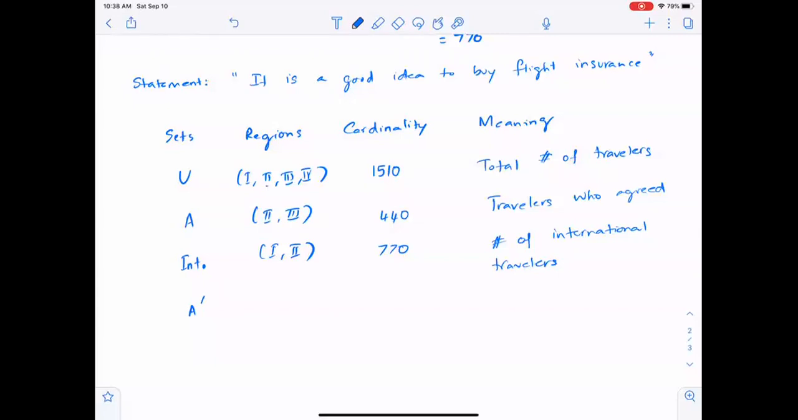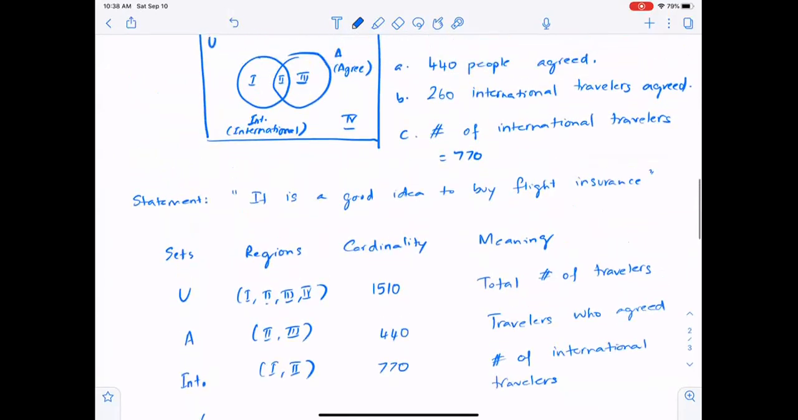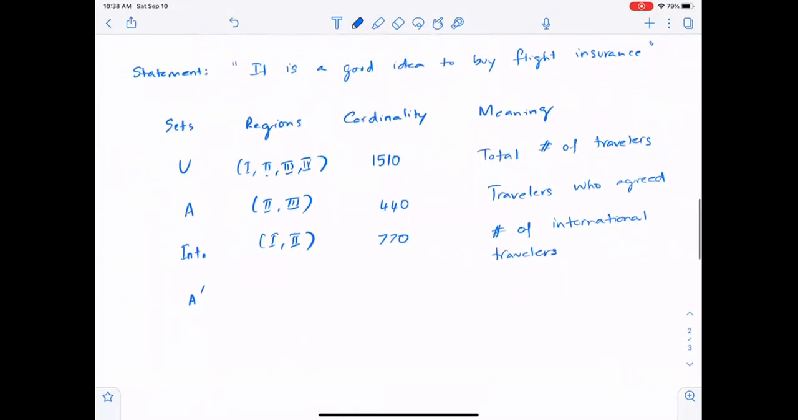Okay, so we have the set A complement. We want to write its regions, then identify its cardinality, then come up with its meaning. So cardinality is the most important aspect here. First, we'll identify the region. A complement will contain regions that don't belong to A. So the regions that don't belong to A are regions 1 and 4.